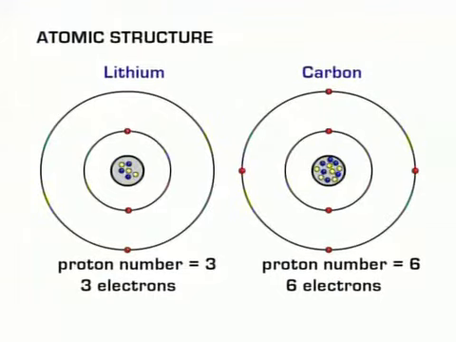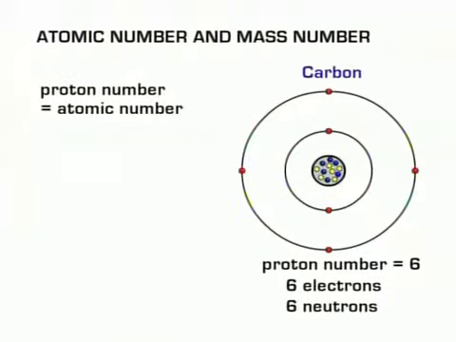The number of neutrons in the nucleus of an atom is usually, but not always, the same as the number of protons. So lithium has 3 neutrons and carbon has 6 neutrons. The proton number of an element is also called its atomic number. A carbon atom has 6 protons and a proton number of 6, so its atomic number is also 6.